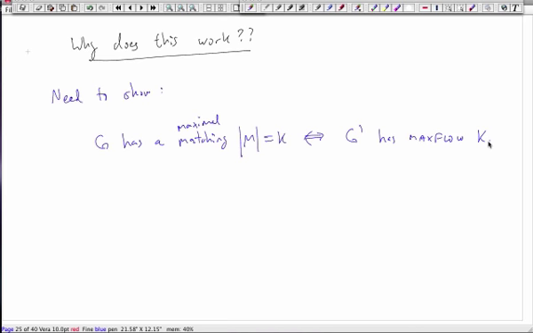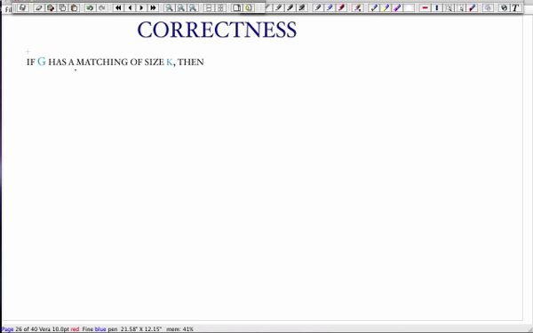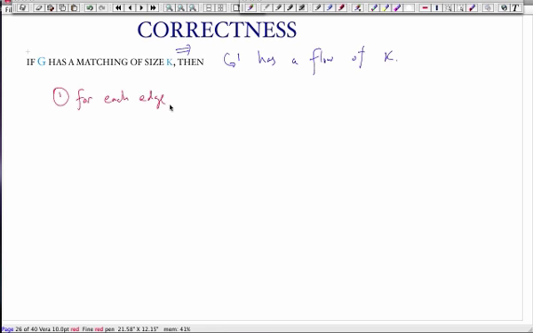So how do we do it in the first direction? If G has a matching of size K, then G prime has a flow of value K. How can we show this? It has a matching M of size K. So for each edge in that matching, set the flow of that edge to be 1 in G prime.